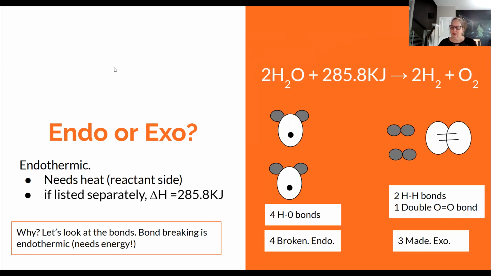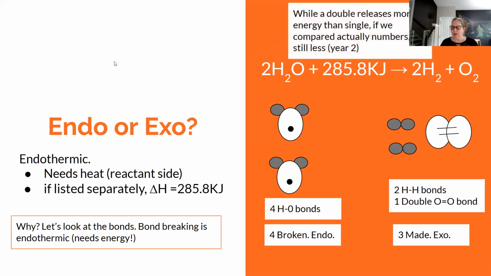Now, of those three made, one is a double, so that is going to increase the amount of energy released because it's a double bond instead of a single bond, but it still comes out ahead that we have an endothermic reaction. Bond breaking is endothermic because it needs strength to break the bond, so it has to take energy in to have that strength.